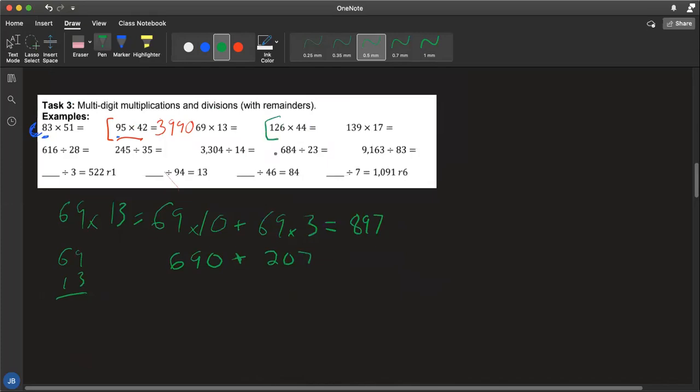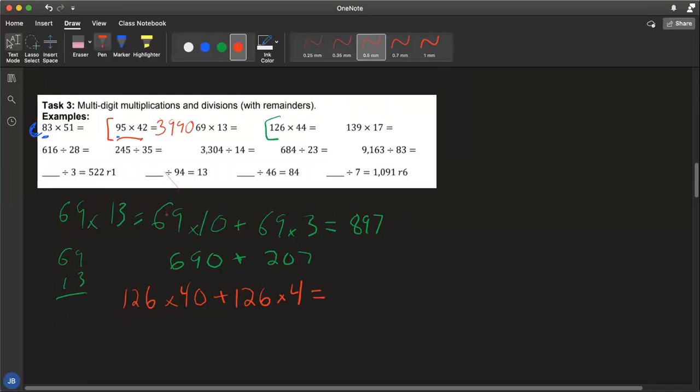Okay. All right. Do you want to try that one? So first we do 126 times 40. Perfect. Then plus 126 times 4. Awesome. I haven't done the work. I just know the formula. Okay.